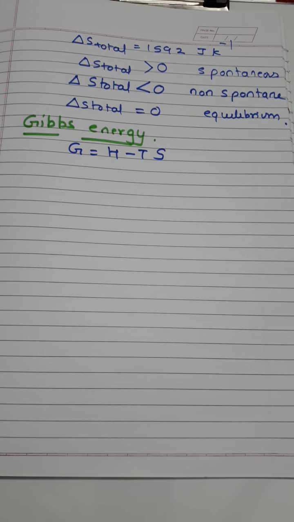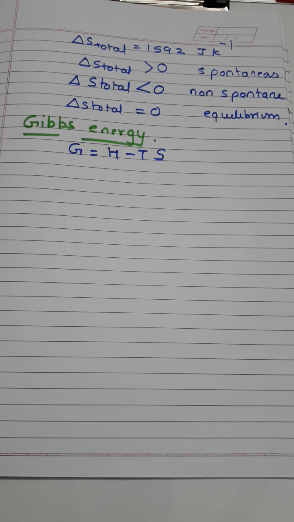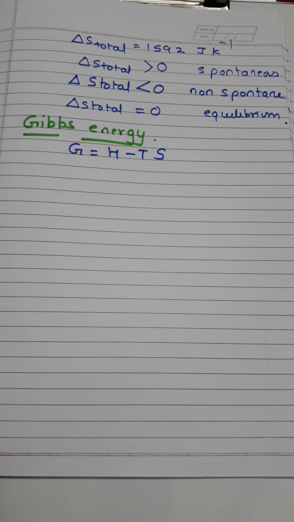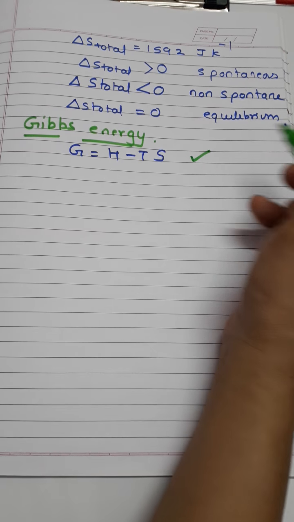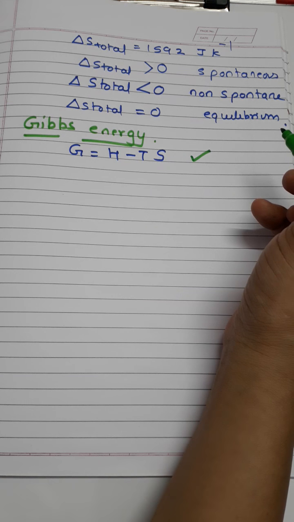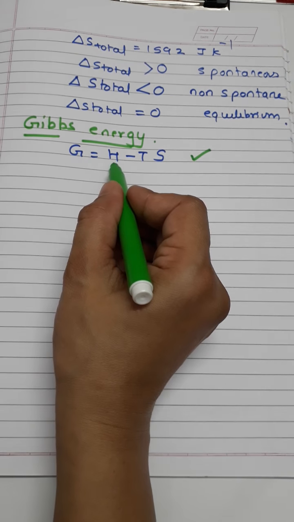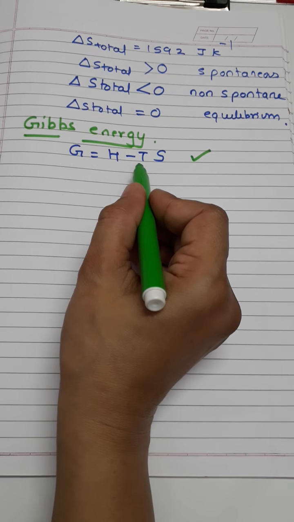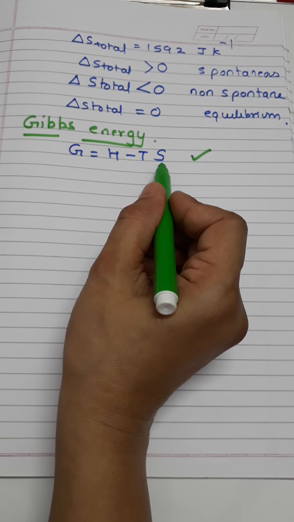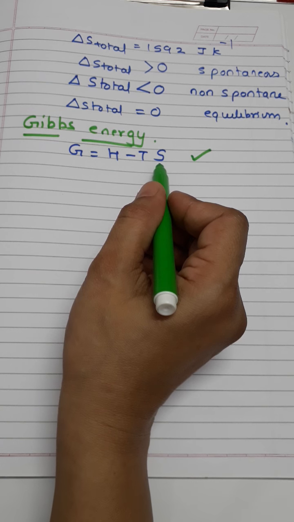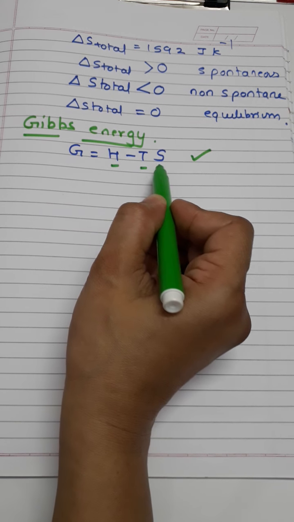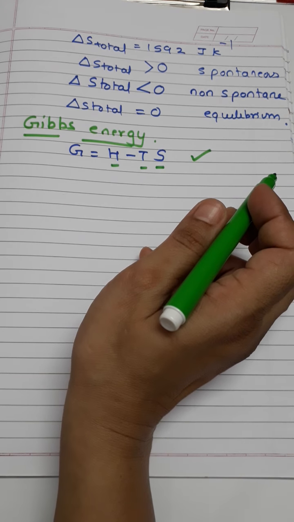Okay. We will cover here now what is this Gibbs free energy. This Gibbs free energy is given by this mathematical expression, that is G is equal to H minus TS, wherein G is the Gibbs free energy, H is the enthalpy, T is the temperature and S is the entropy. Now this H, T, S, they are all state functions.